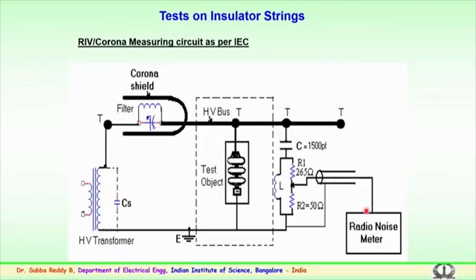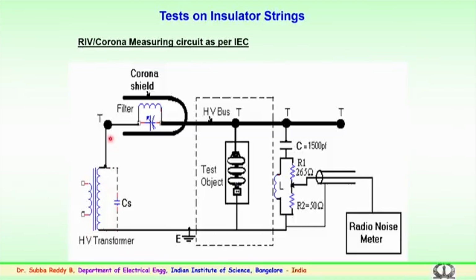This is a RIV or corona measuring circuit, as per standard IEC 437. Here, radio interference voltage or corona measurements are to be carried out as per the circuit given here. You have a high voltage transformer here.